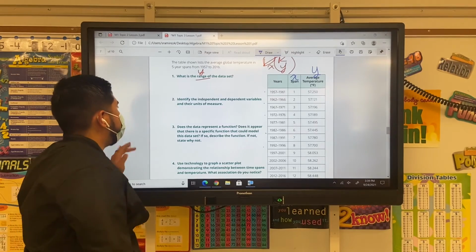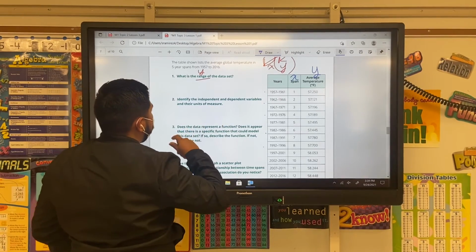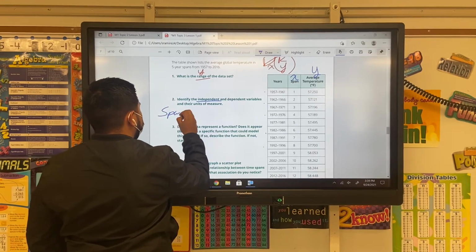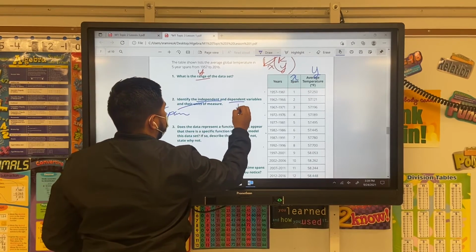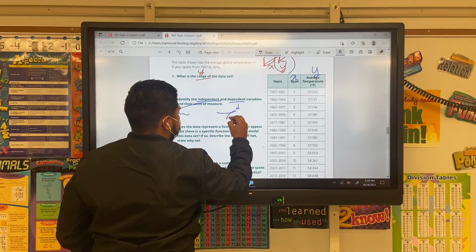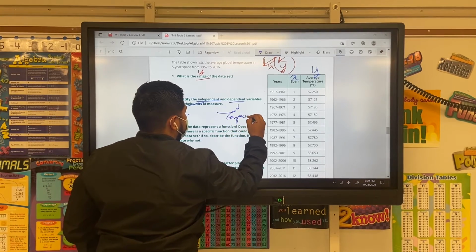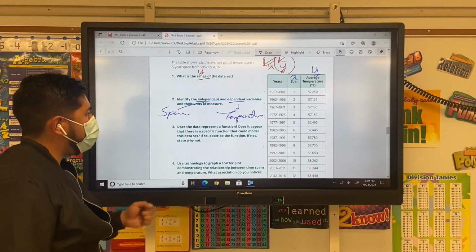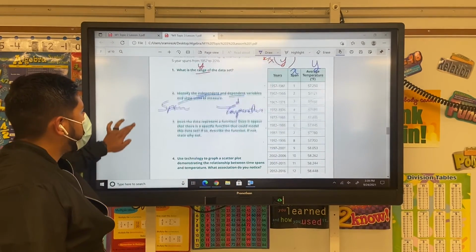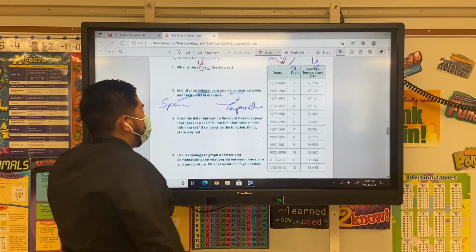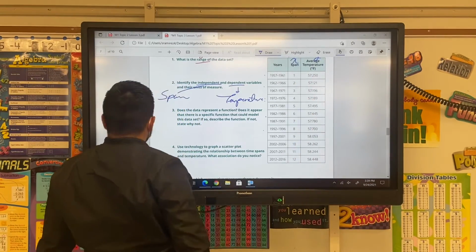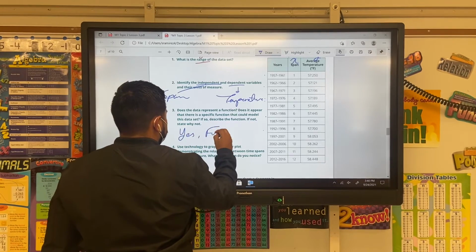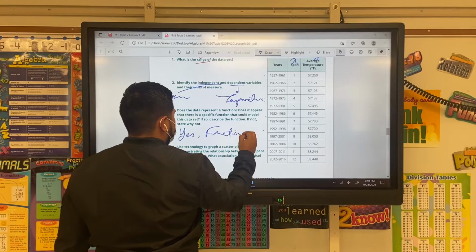Okay. Identify the independent and dependent variables. Independent is my span. Dependent is my temperature. Remember, ladies and gentlemen, I just want you to be able to get out the numbers that you need to get out. Is this a function? If I look at all the x's, are any of them repeating? No, so yes, it is a function. Check mark.